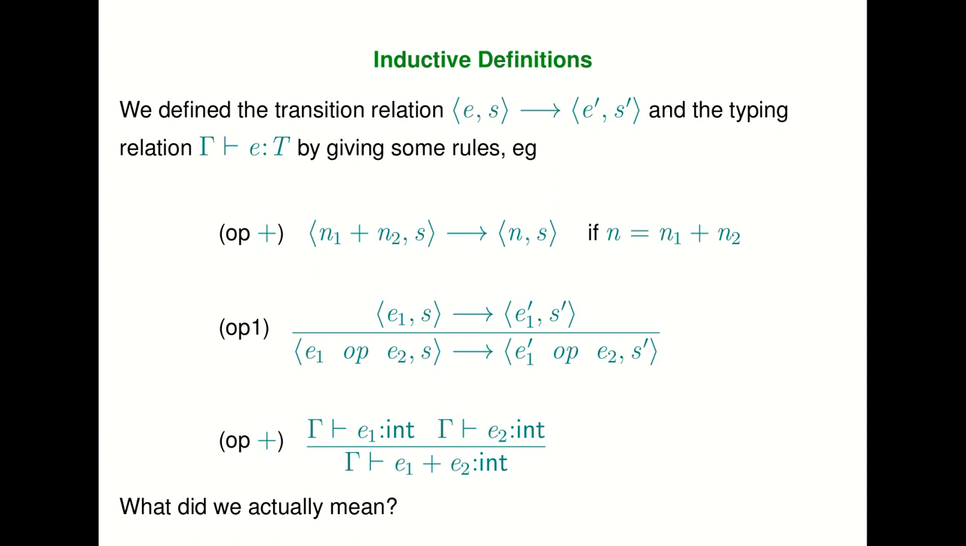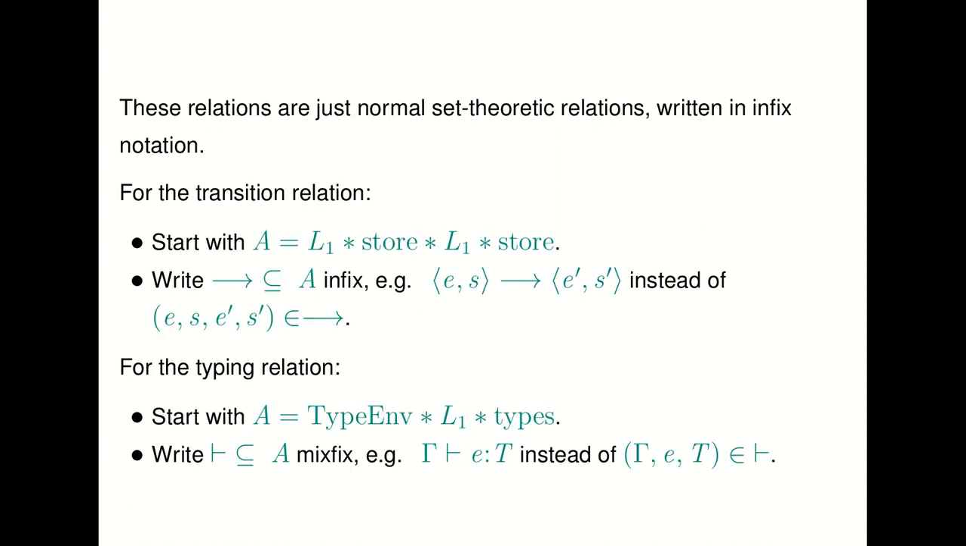So when you see E1 plus E2, what's happening is that we're not restricting ourselves to a particular program like bang L plus 5. What we're talking about is any E1 and any E2. And so now what we have to think about is how do we connect this to specific programs. The way you should think about this is that these relations are just ordinary set theoretic definitions. They're ordinary relations, and we happen to be writing them in an infix notation.